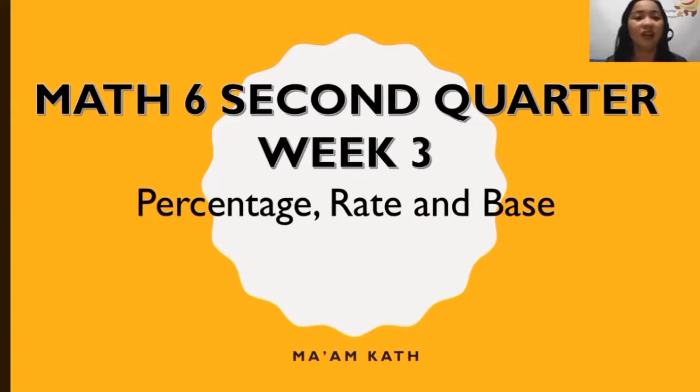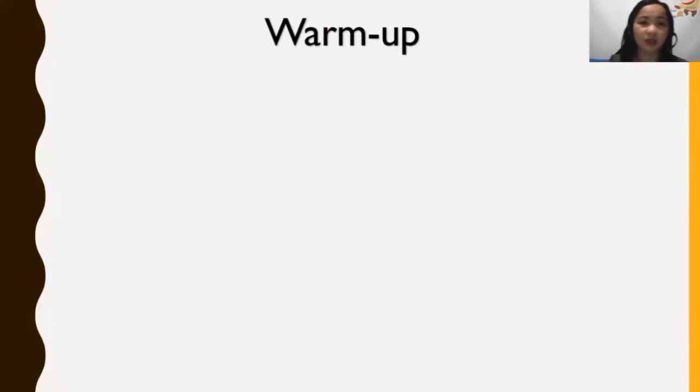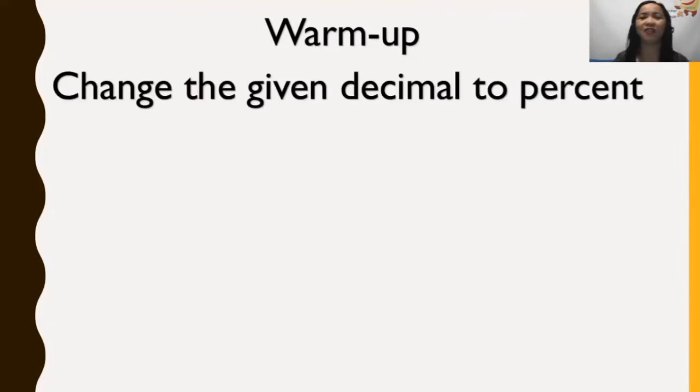And let's start our lesson. This is Month 6, second quarter, week 3, that is percentage, rate, and base. So before we start, let's have a warm-up activity. Here in our warm-up activity, we are going to change the given decimal to percent. Example, we have here 25 hundredths. So how are we going to change this into percent?